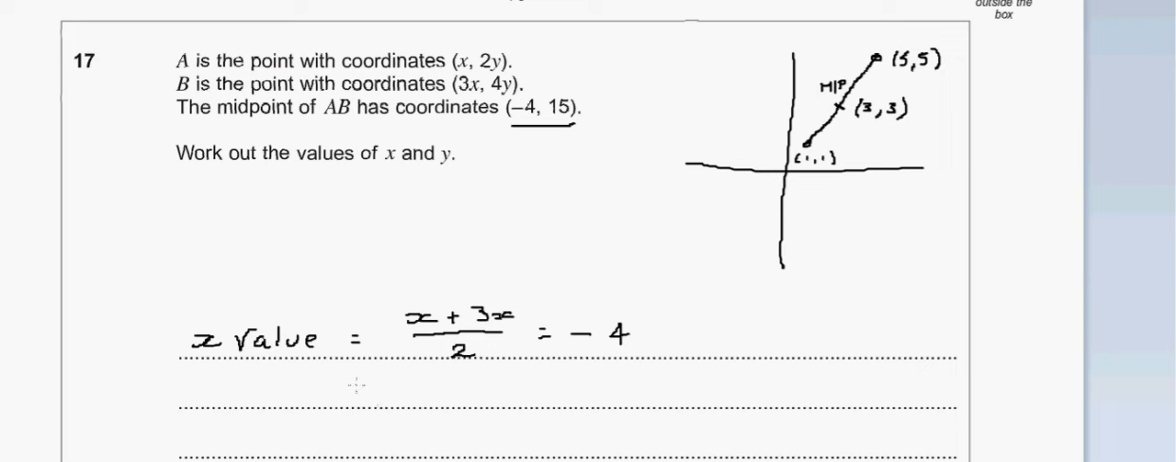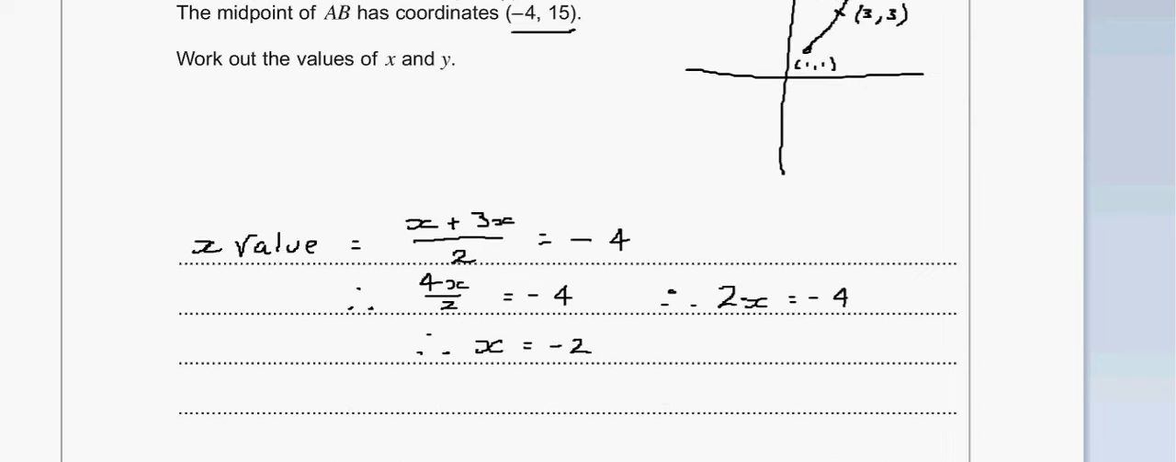So I can say that 4x over 2 gives me minus 4. So obviously 4x divided by 2 gives me 2x. So 2x equals minus 4. So I can say that x equals minus 2. Okay, very simple. Very, very simple.